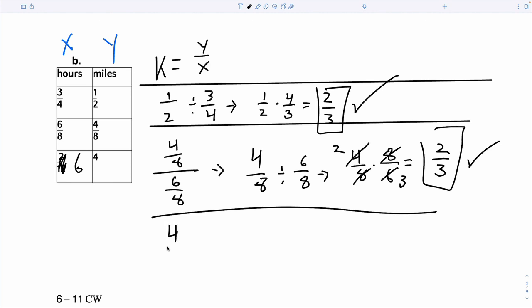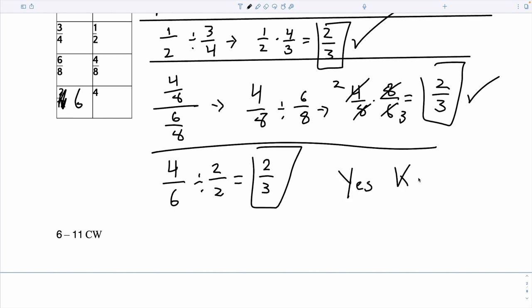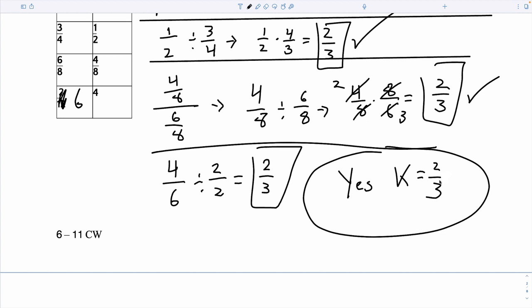When you set this thing up, it says 4 over 6. Do I have to divide that? It's already a fraction, so this is easier than the first 2 ratios. I just have to simplify it. Can I simplify 4/6? Divide by what number? And do I get 2/3? Hopefully, yeah. Okay, the answer for this is yes, it's proportional. But you also have to give me the constant. The constant is 2/3. Those 2 things are needed. If your answer is yes, you need the constant.